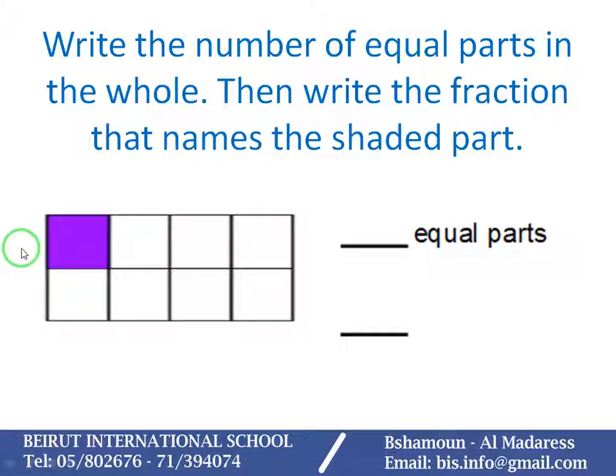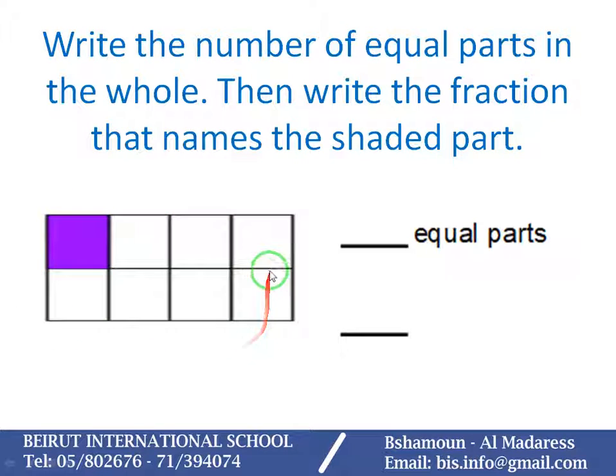Now let's practice. Here we have an example. Write the number of equal parts in the whole. Then write the fraction. You should write the fraction. It means a line and 2 whole numbers that names the shaded part. Shaded means colored. What do we have here? Look at the shape here.